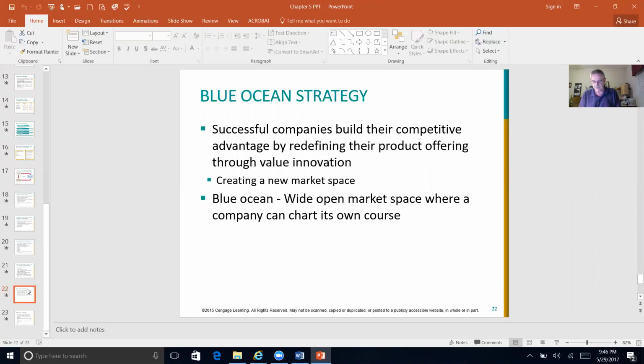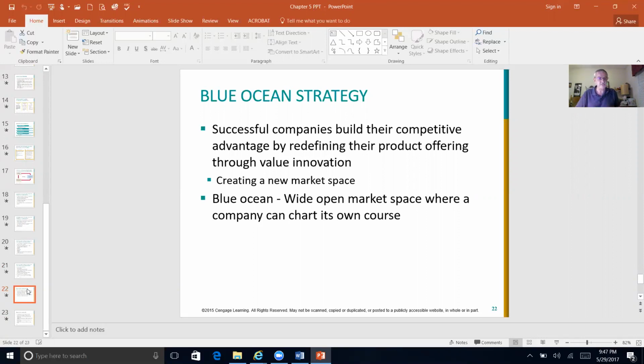Reduce: what factors should be reduced well below our industry standard, thereby lowering costs. Government regulation may be a good one there. Raise: what factors should be raised above standard in an industry, thereby increasing value. Quality, superior performance, no rework, and again, Six Sigma Lean may be a good starting point. And create: what factors can we create that our rivals do not offer. Product offering and differentiation may be a good place to look there as they're increasing their value.